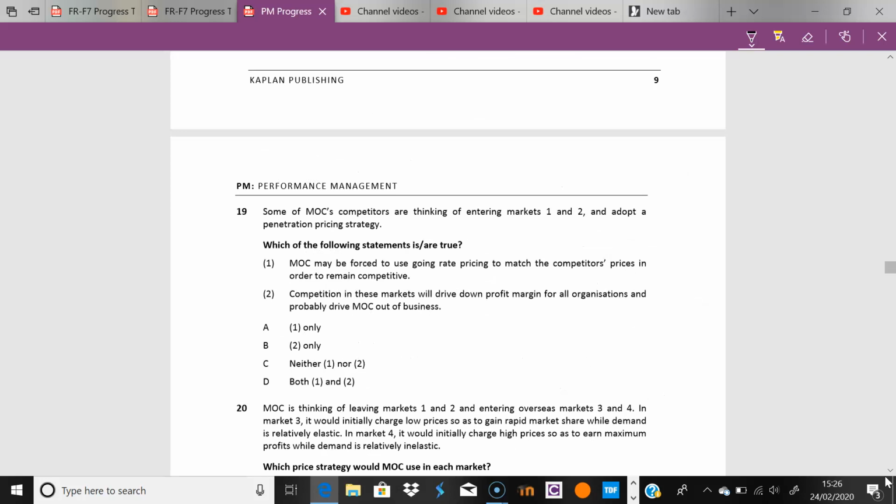Now let's look at here. Some people are thinking of coming into the markets and adopting a penetration pricing strategy. They really want to go for your market, so chances are you're going to have to drop your price to match your competitors, and they can drive profit margins down to drive you out. They will drive these margins down, but to drive you out of the market might be interesting. I doubt it. You would already have been there for some time. It's not impossible, but it just says probably. That maybe is the key word. Probably means there's a high chance they could drive you out. Unlikely. So definitely 1 is correct, but 2 is unlikely.